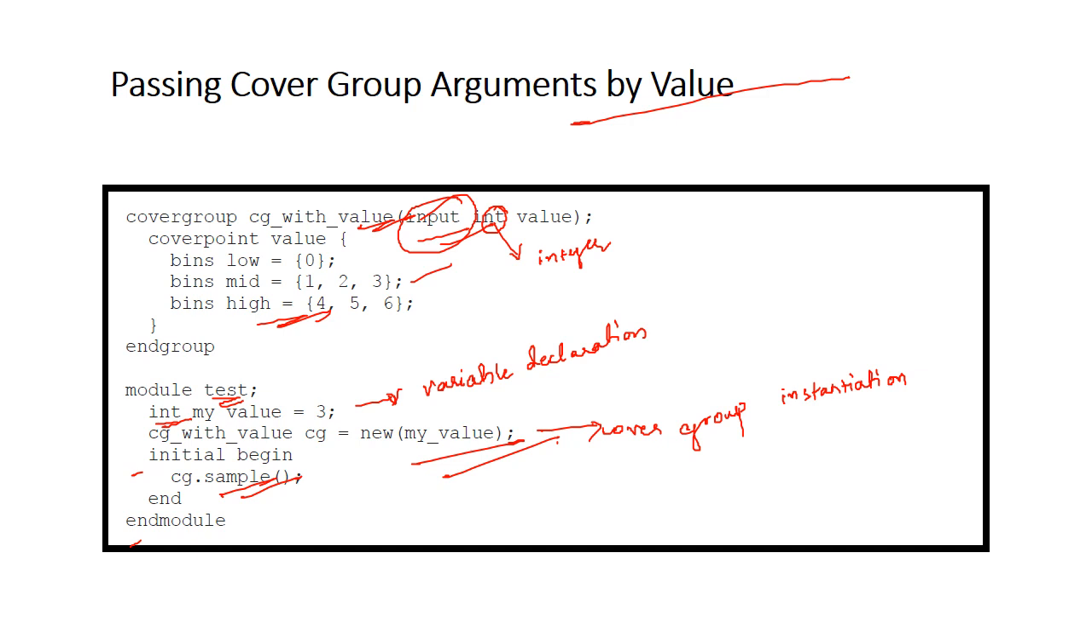Here we have a module definition part. The module is given the name test. This defines a module named test, and here you have integer my_value equal to 3, which is a variable declaration.